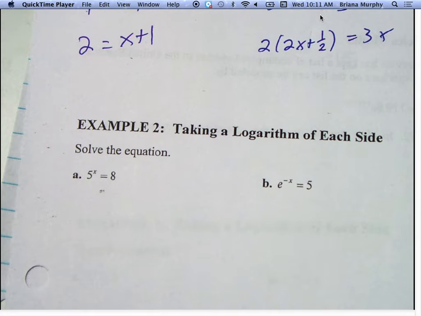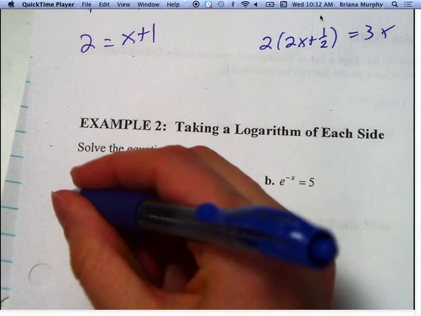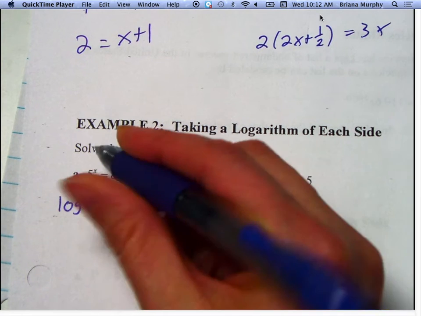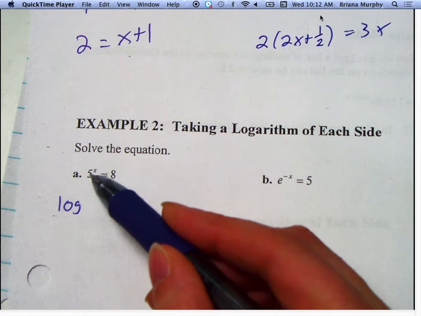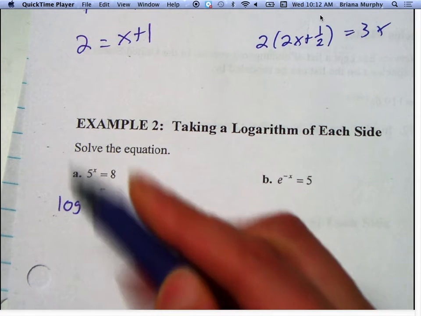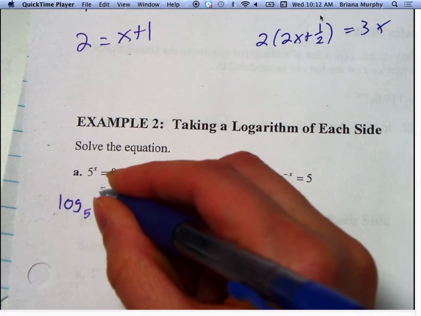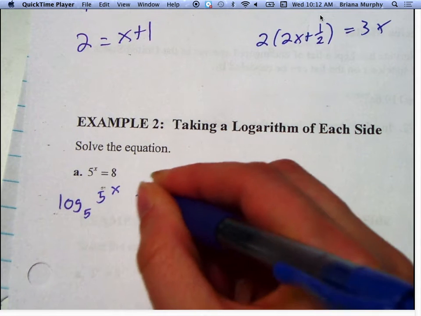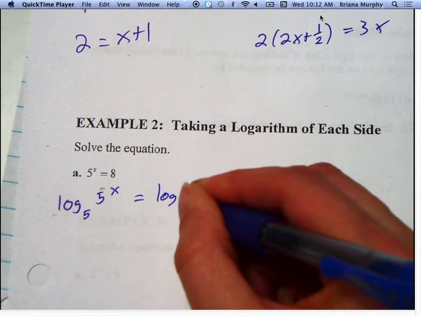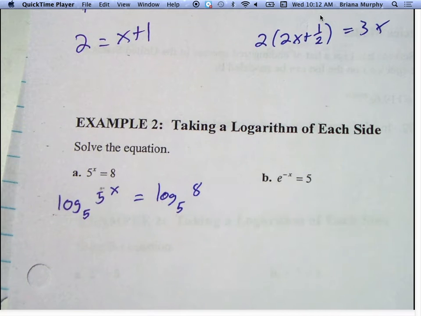So when we have a situation like this where we don't know the exponent, the best thing to do is take a log of each side. When we do a log of each side, we have to use whatever the base is as the base for my log. So log base 5 of 5^x equals log base 5 of 8. Okay. So once we've involved logs, now we have to look at rules for logs. What's the first thing we can do?